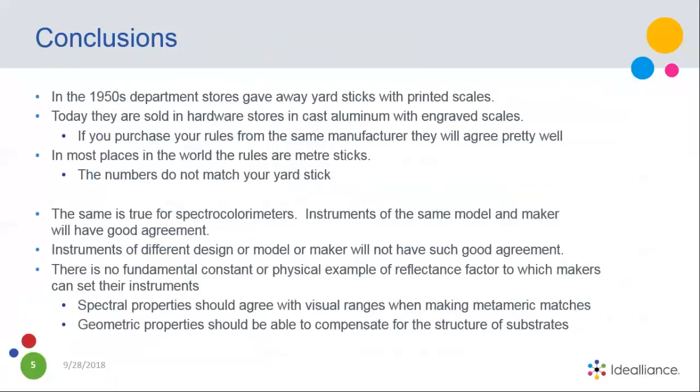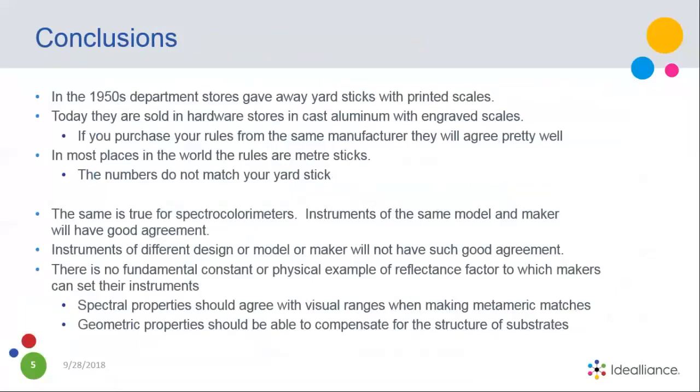So, some conclusions here. In the 1950s, department stores gave away yardsticks and printed scales. Today, they're sold in hardware stores, many times in cast aluminum, really nice, engraved scales. If you purchase your rules from the same manufacturer, they'll agree pretty well. And in most places in the world, however, these are meter sticks. The numbers on their meter sticks don't match the numbers on your yardstick.